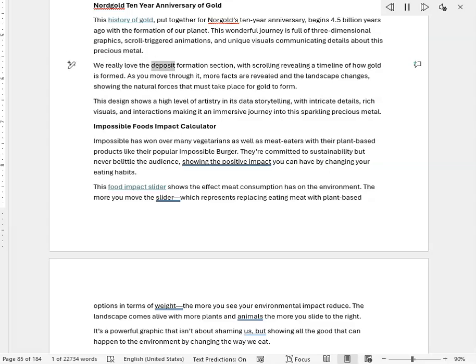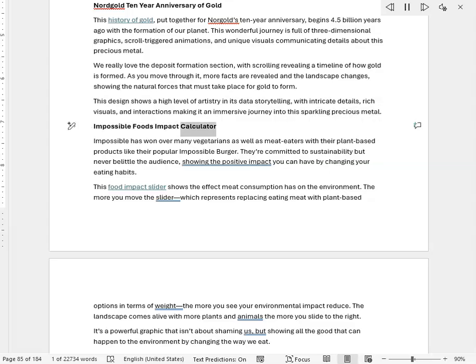We really love the deposit formation section, with scrolling revealing a timeline of how gold is formed. As you move through it, more facts are revealed and the landscape changes, showing the natural forces that must take place for gold to form. This design shows a high level of artistry in its data storytelling, with intricate details, rich visuals, and interactions making it an immersive journey into this sparkling, precious metal.